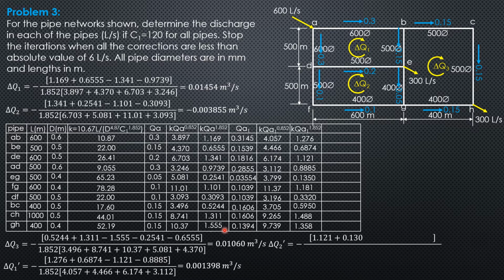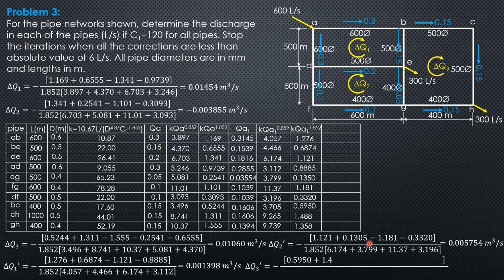Next, let's compute delta Q1 prime. First, negative of 1.276 plus 0.6874 minus 1.121 minus 0.8885. So plus, plus, minus, minus. Divided by 1.852 times the quantity 4.057, 4.466, 6.174, 3.112. The formula was negative summation of KQA to the 1.852 in the numerator, then divide by 1.852 times the summation of KQA to the 0.852 in the denominator.